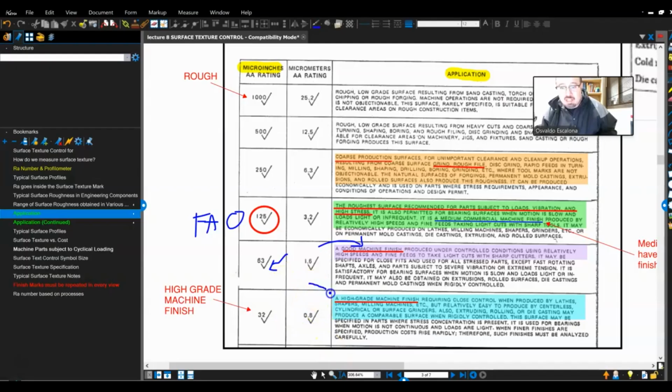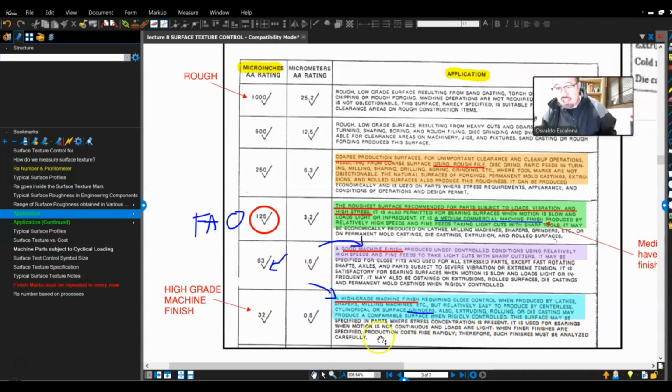Again, the 32, that one you will be able to see is produced by lathe shapers, milling machines, etc., but relatively easy to produce by center-less cylindrical and surface grinders. So for this point of time now, I need grinders. Also, extruding, rolling, and die casting may produce a comparable surface when rigidly controlled. It is used for bearings when motion is not continuous and loads are light.